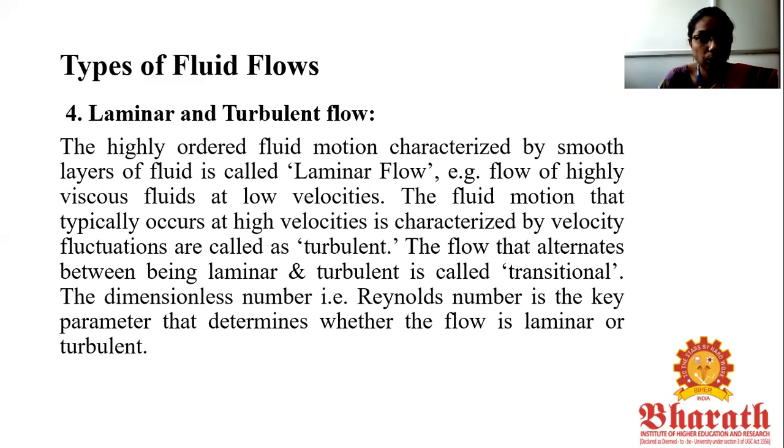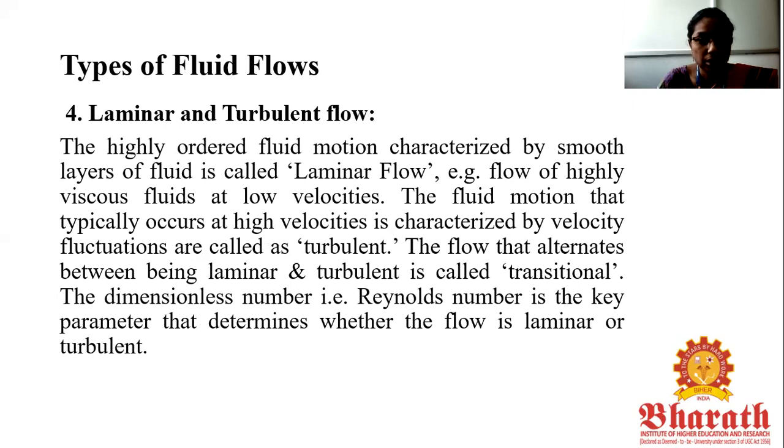Then the next type of fluid flow is laminar and turbulent flow. The highly ordered fluid flow characterized by smooth layers of fluid is called laminar flow. That is flow of highly viscous fluids at very low velocity. The fluid motion that typically occurs at high velocities and is characterized by velocity fluctuations is called turbulent, and the flow that alternates between these two, laminar and turbulent, is called transitional flow.